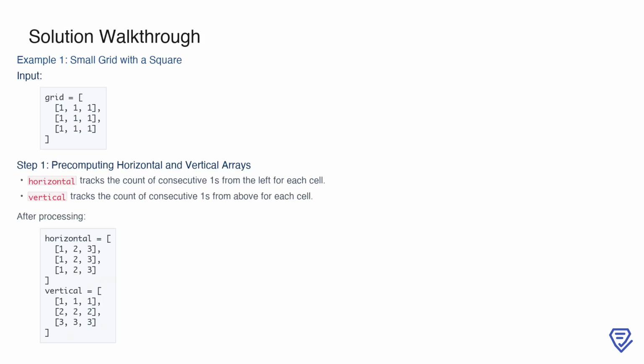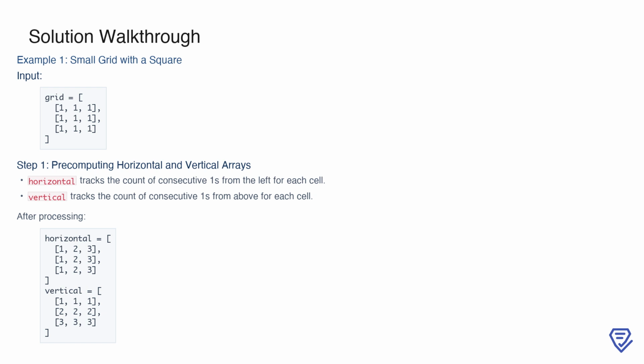To solve the problem, we start by pre-computing two helper arrays, horizontal and vertical. These arrays allow us to efficiently determine the count of consecutive ones in the grid. The horizontal array tracks how many ones appear consecutively from the left for each cell. Similarly, the vertical array tracks the count of consecutive ones from above for each cell.